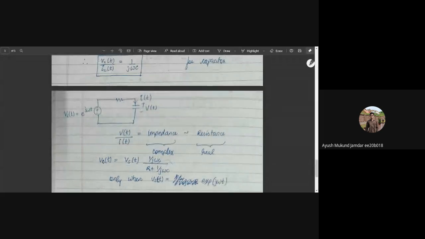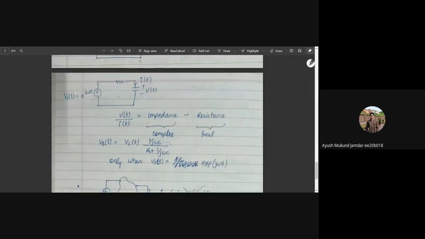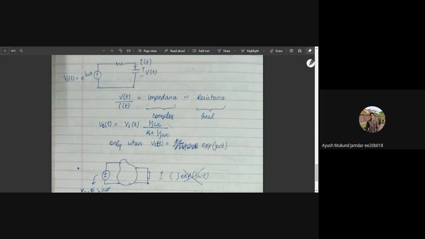So as you can see here, V of t upon I of t will be some impedance which will be complex, whereas the resistance initially was real. And now we can just use them, as I said, like resistances. We just replace the capacitor by a resistor of value 1 by j omega C, and so on go the calculations.